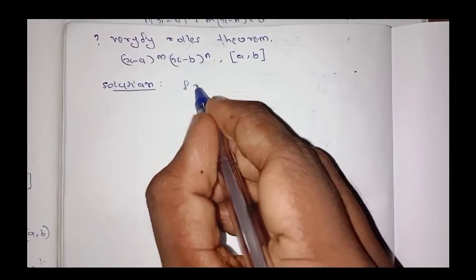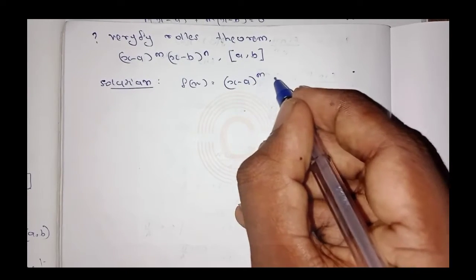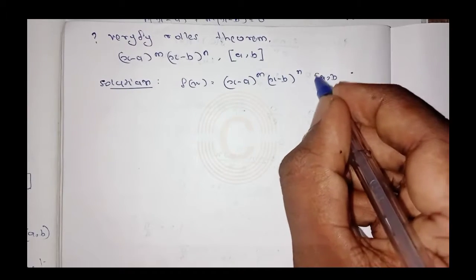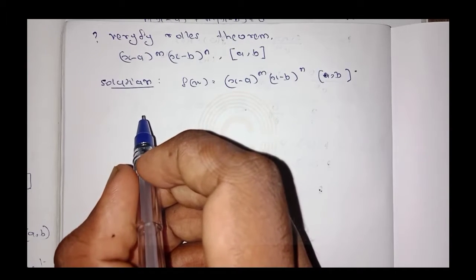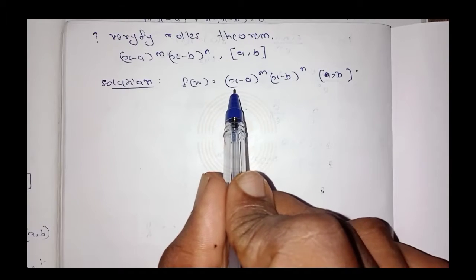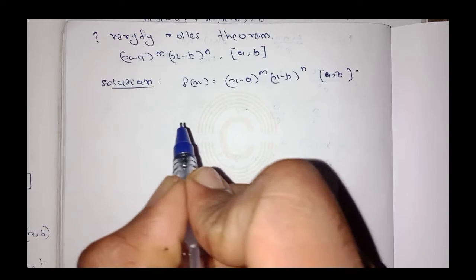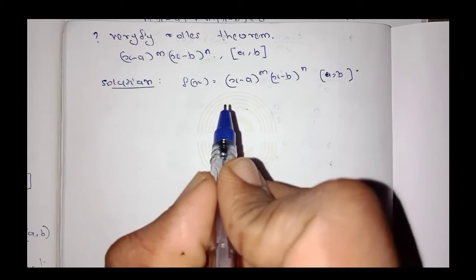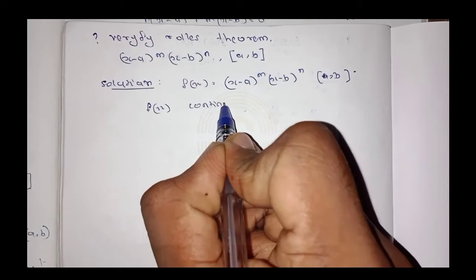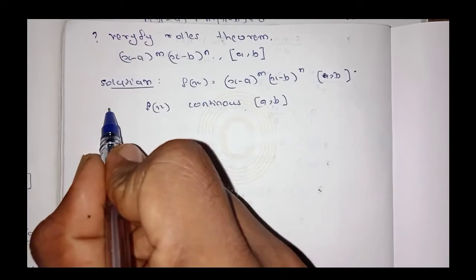So here the given function is f of x, which is equal to (x minus a) to the power m into (x minus b) to the power n, with the given interval a comma b. By the first property of Rolle's theorem, the given function is in the form of a polynomial, and a polynomial function is also continuous. So it means that the given function f of x is continuous on the given interval a comma b. So it is the first step.